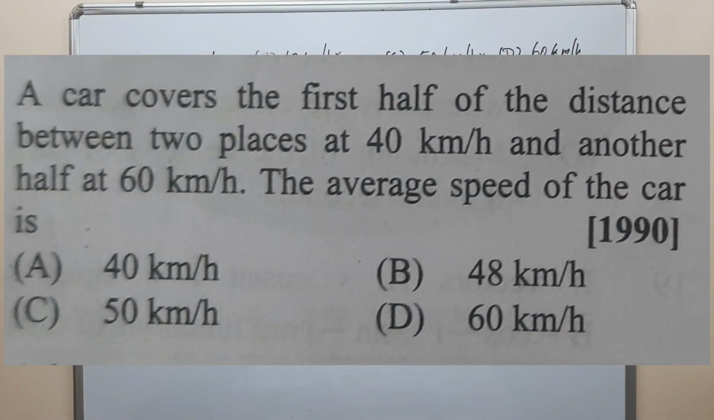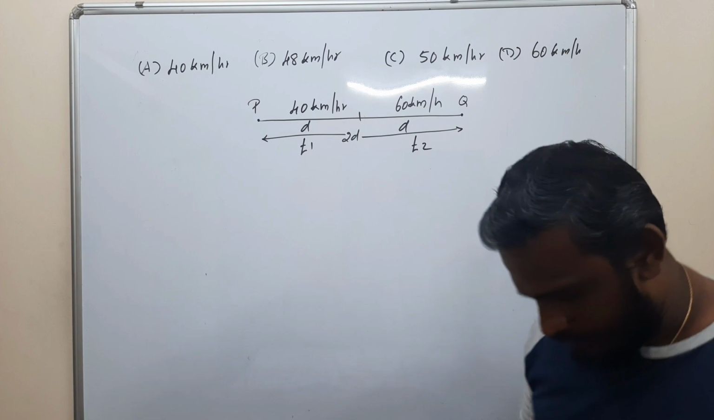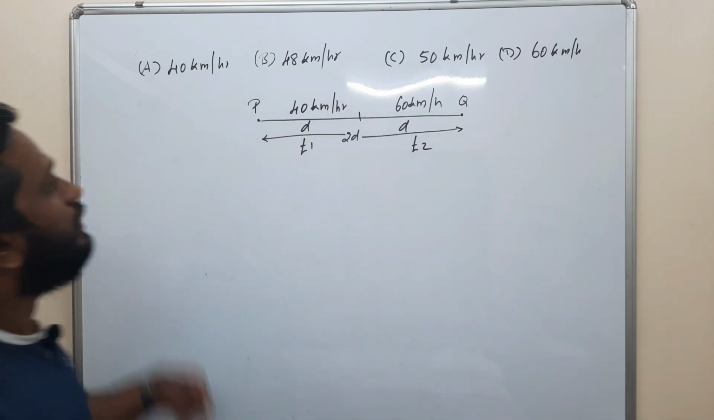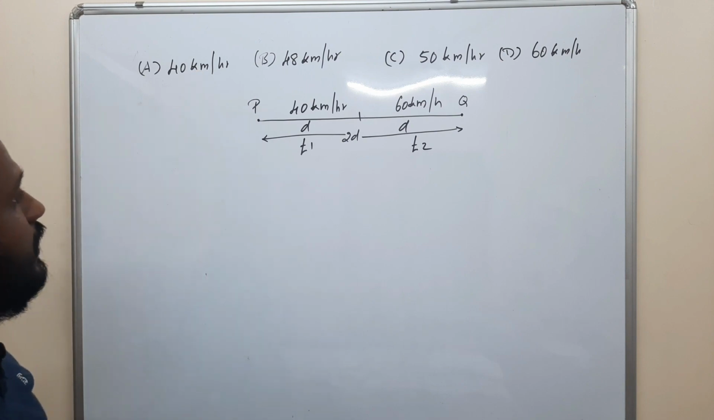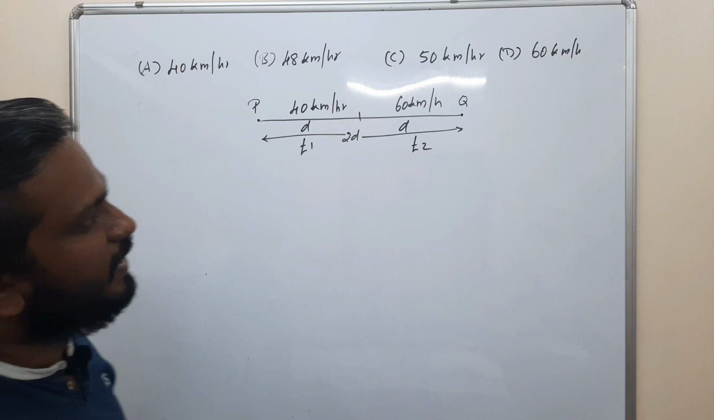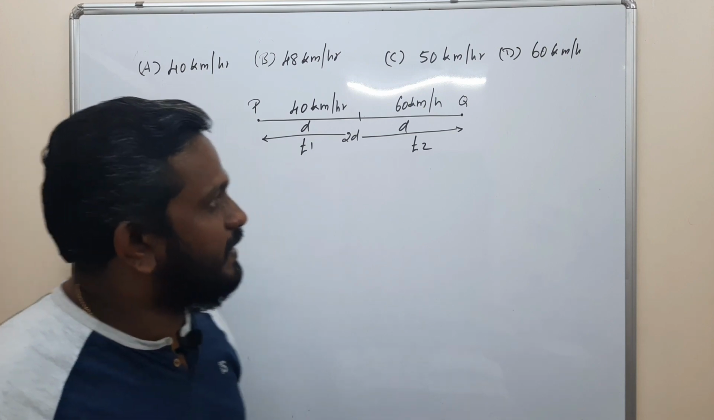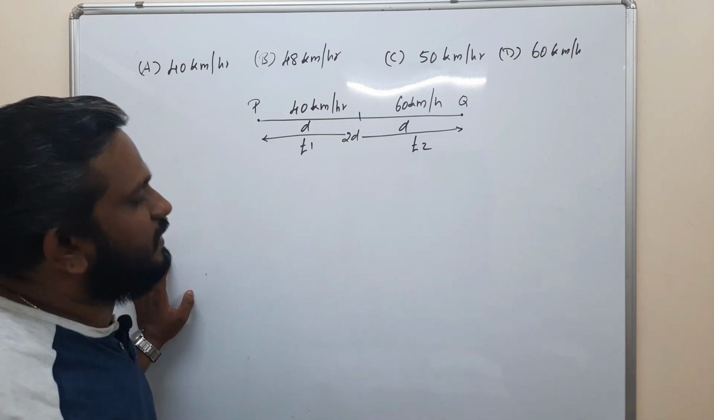So the second question: a car covers the first half of the distance between two places at 40 km per hour and the other half at 60 km per hour. The average speed of the car is? These are the four options: A 40 km per hour, B 48 km per hour, C 50 km per hour and D 60 km per hour. So a car moves in a straight line.